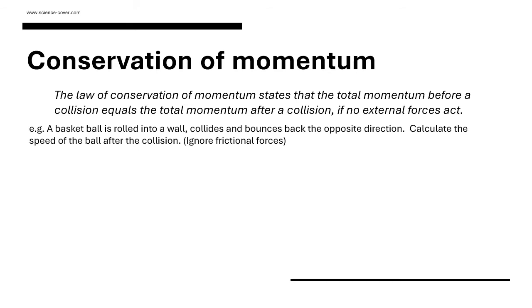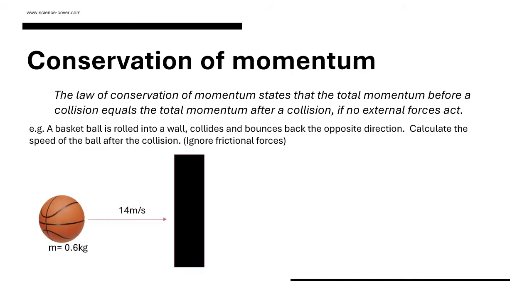So for instance, a basketball is rolled into a wall, it collides and bounces back in the opposite direction. Calculate the speed of the ball after the collision, ignoring any friction or forces. So here's our basketball heading onto the wall. It has a mass of 0.6 kilograms and it has a speed of 14 meters per second.